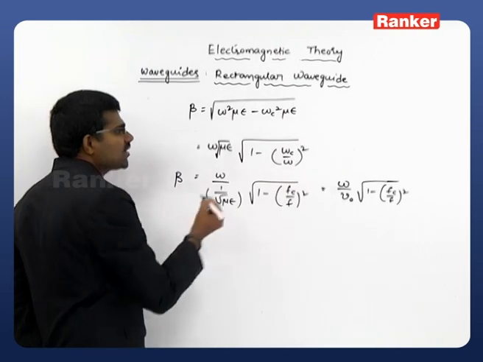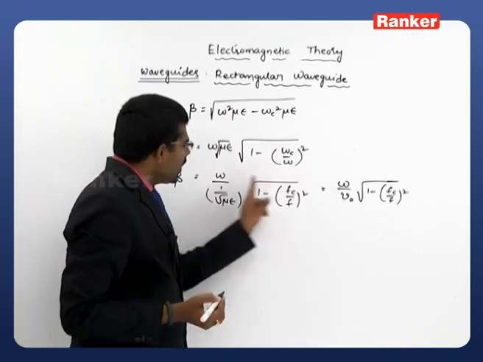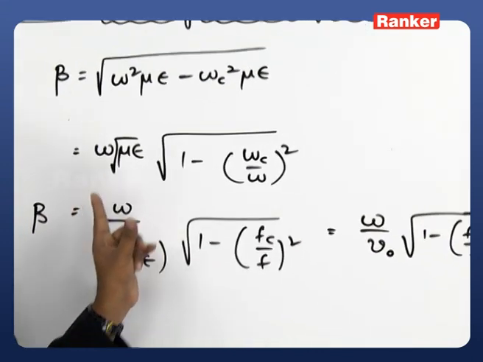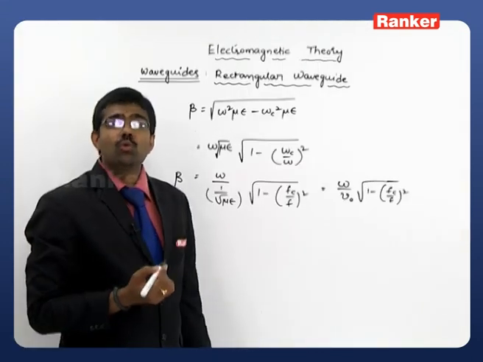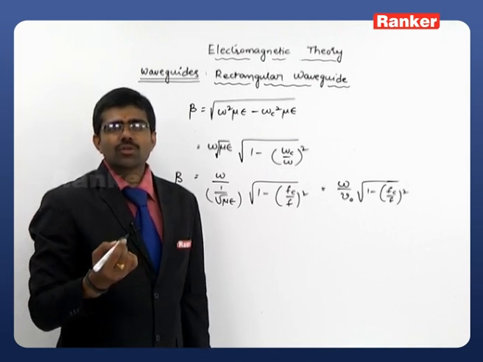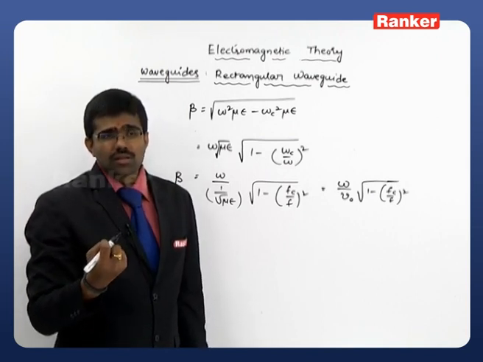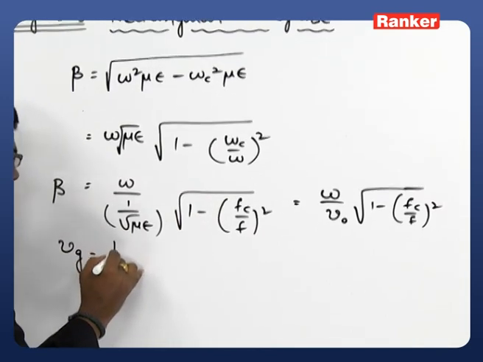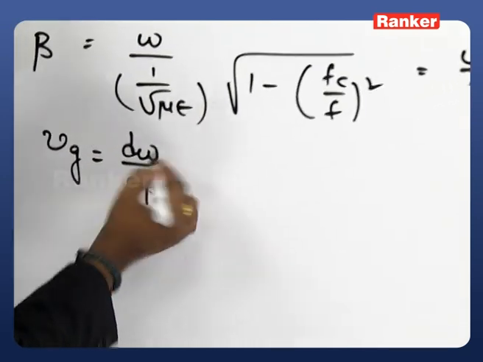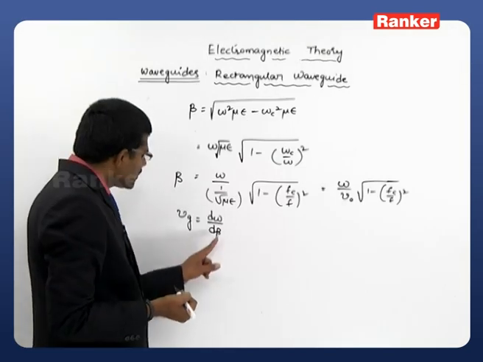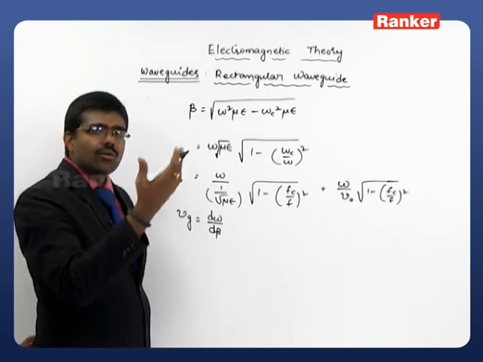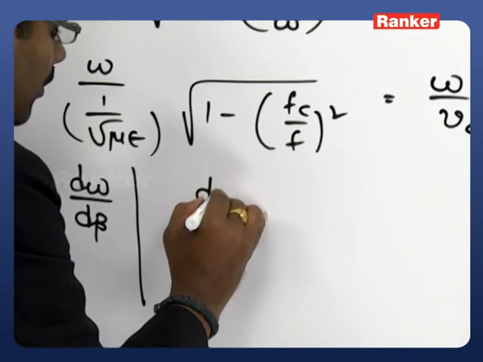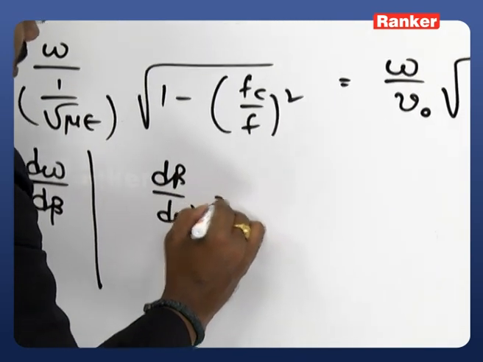This is called the dispersion relation: for variation of the frequency, you can observe that beta will vary. How it is varying can be observed using our group velocity. For that, we are supposed to get the group velocity. How is the group velocity defined? Vg, the group velocity, is equal to d omega by d beta, right? To get this d omega by d beta, I will try to get d beta by d omega.